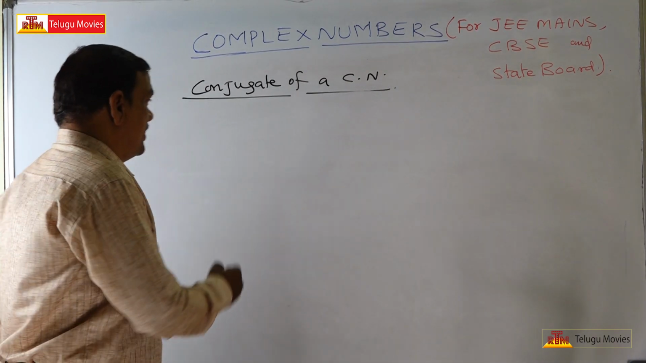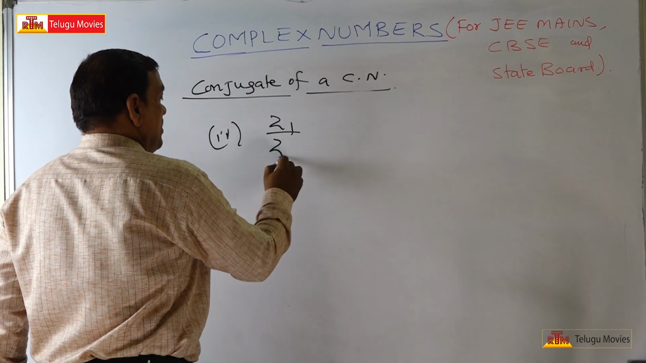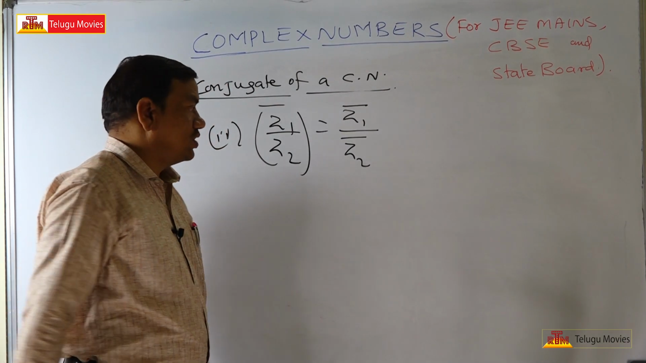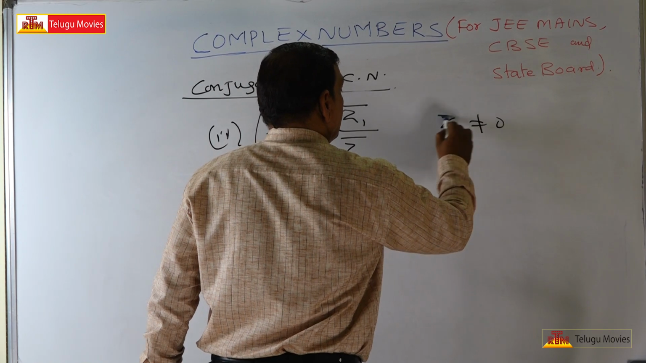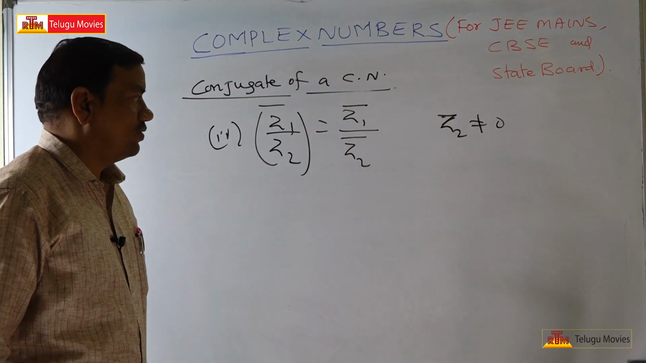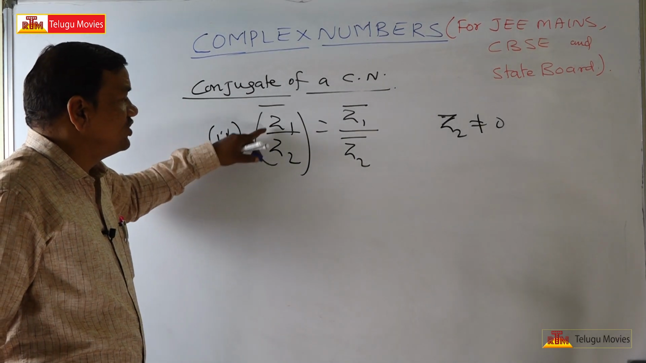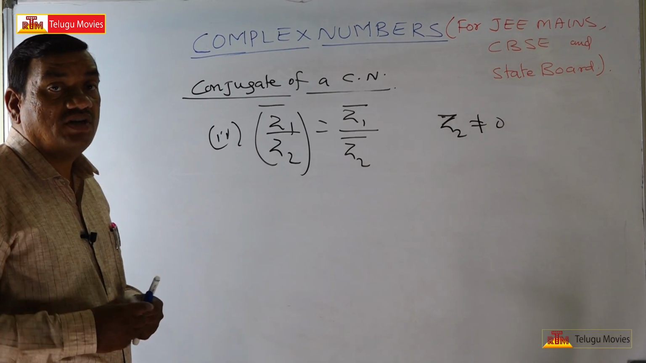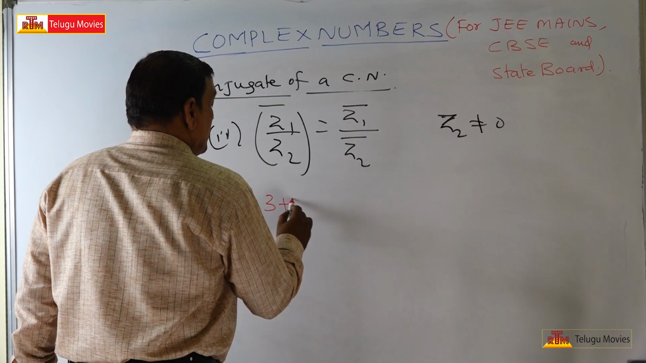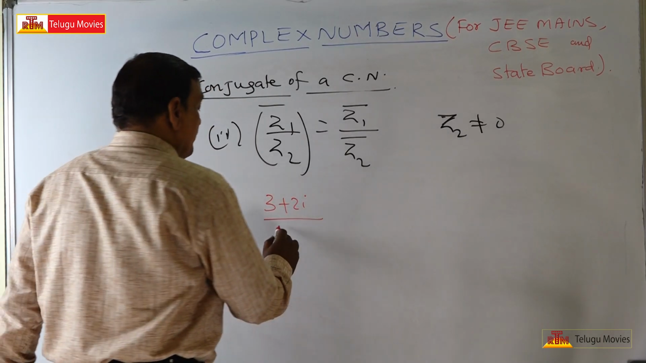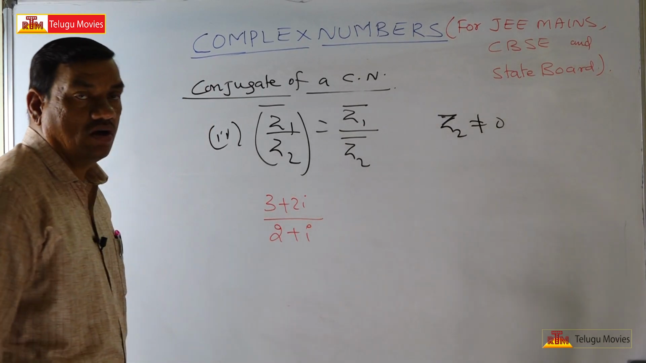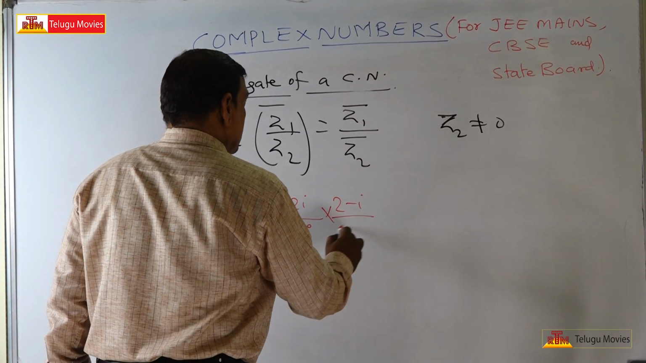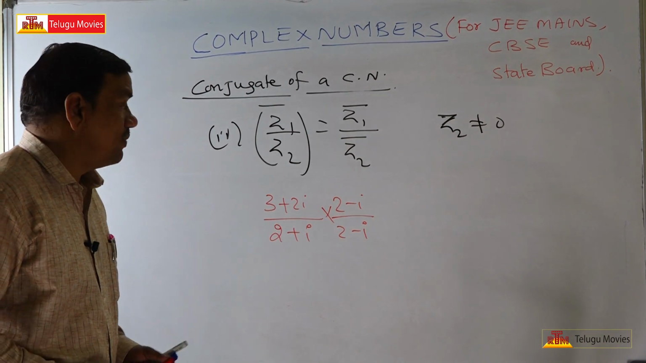Coming to the fourth property: (z1 by z2) whole conjugate is equal to z1 conjugate by z2 conjugate, provided z2 should not be the zero complex number. So here we get the definition of division of complex numbers. How do we divide one complex number by another? For example, 3 plus 2i has to be divided by 2 plus i. Both are complex numbers, so how do we divide? Take the conjugate of 2 plus i. What is the conjugate of 2 plus i? It is 2 minus i.